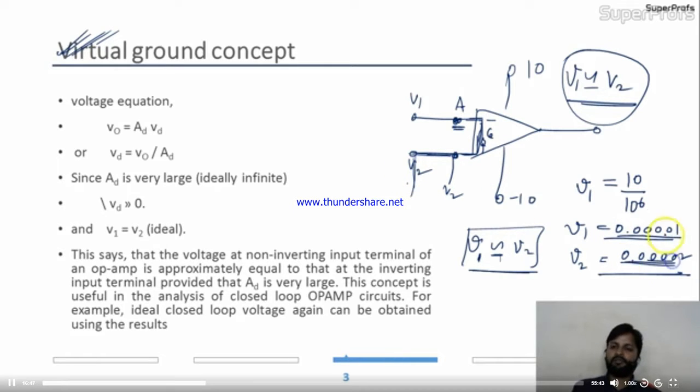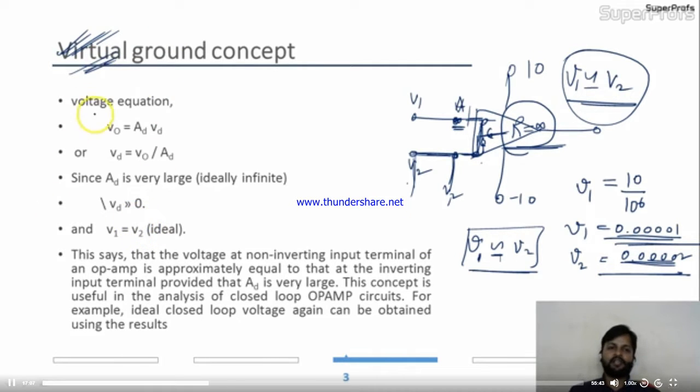They are equal, not because they are short circuited, but because of very low values. You know very well that for the op-amp the input resistance is infinity, meaning they are open inside, not shorted, but still V2 is equal to V1 because of these small values. This concept is called the virtual ground concept.